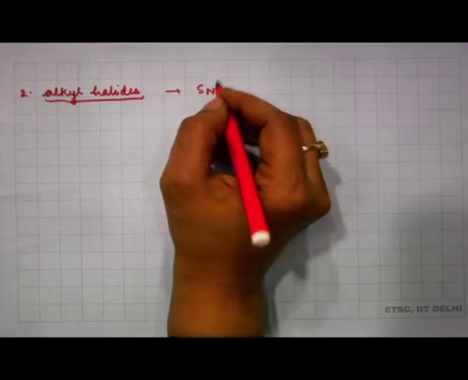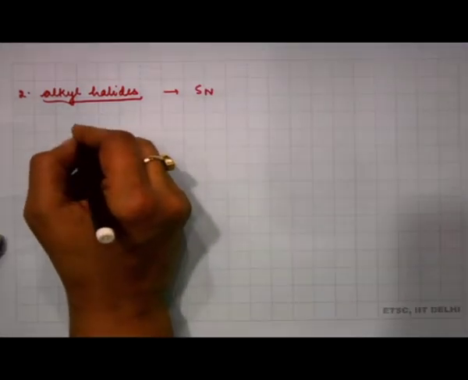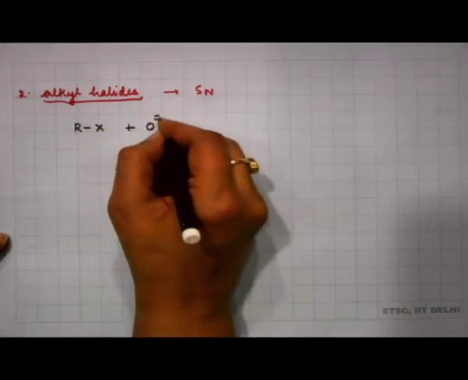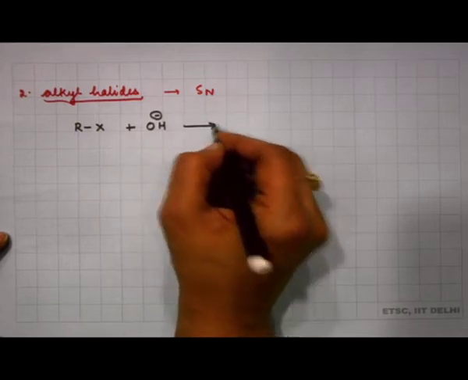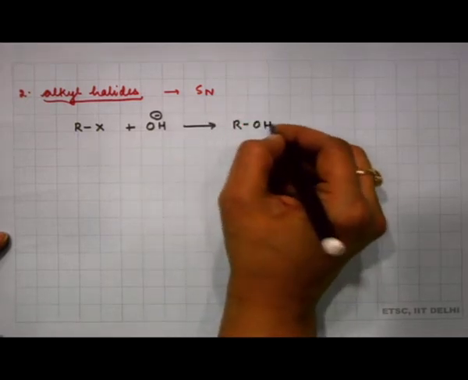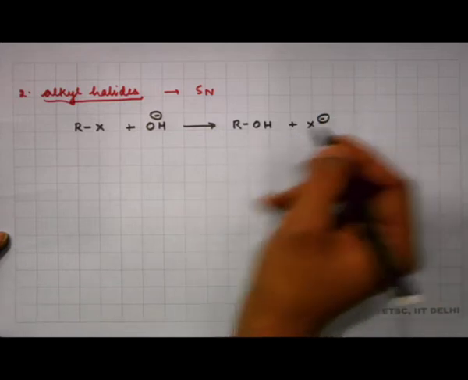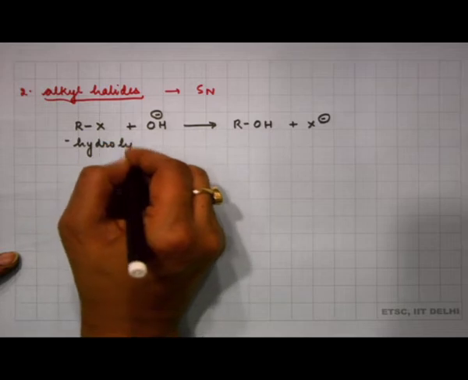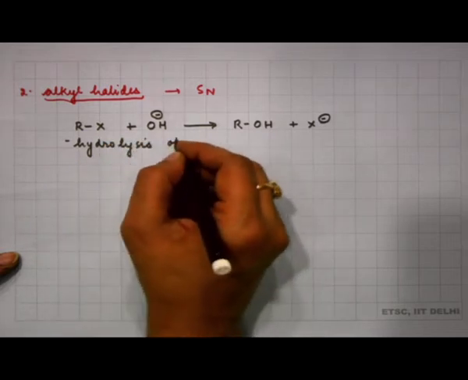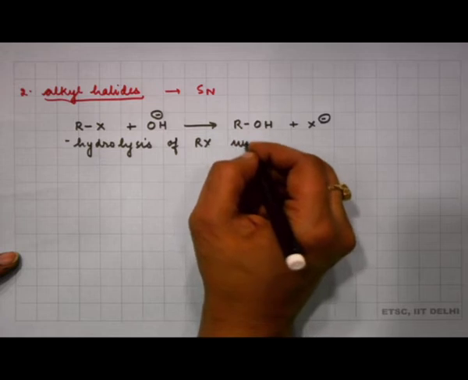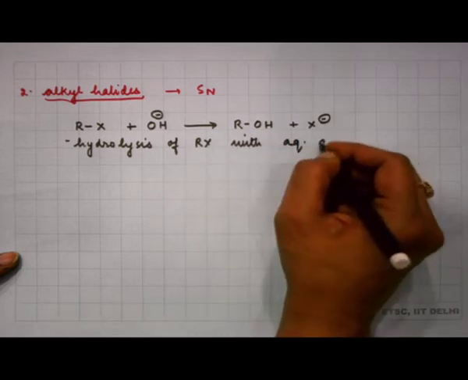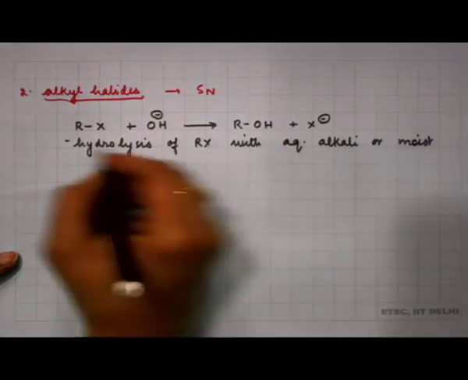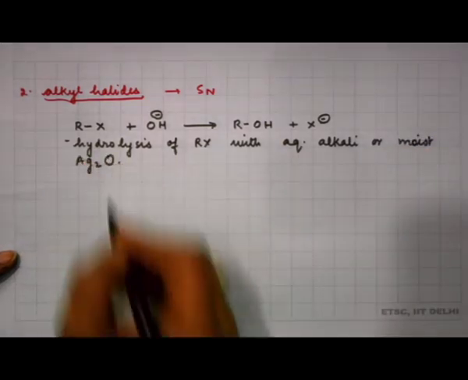So, you start with alkyl halides and you can treat them with a nucleophile like a hydroxide anion to give you alcohols, and the halide is lost as a leaving group. So, essentially what happens is that you can carry out the hydrolysis of the alkyl halide with either aqueous alkali or moist silver oxide to give you the corresponding alcohols.